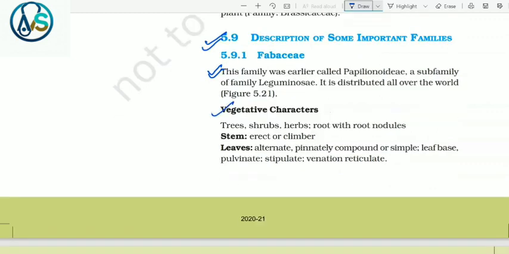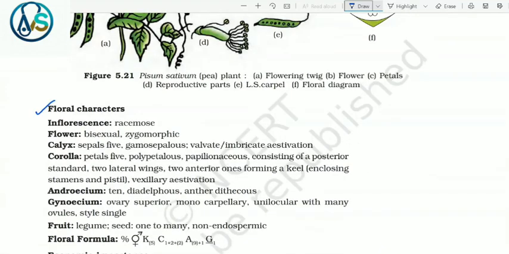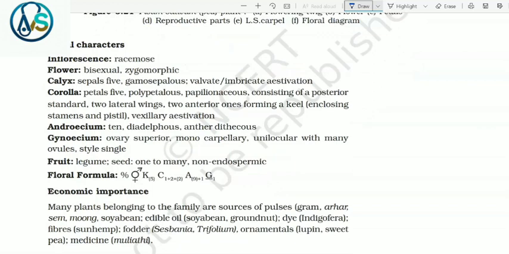Vegetative characters: trees, shrubs, herbs, root with root nodules. Stem: erect or climber. Leaves: alternate, pinnately compound or simple. Leaf base: pulvinate, stipulate, venation reticulate. Floral characters: inflorescence racemose. Flowers are bisexual and zygomorphic. Calyx: sepals 5, gamosepalous, valvate, imbricate aestivation.